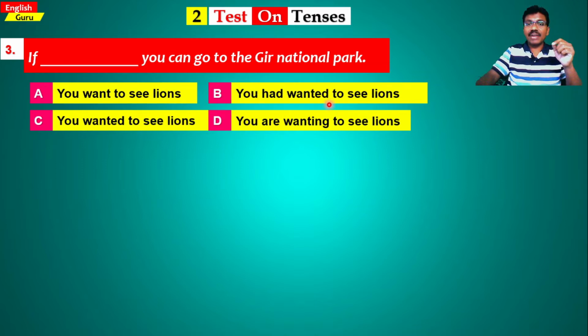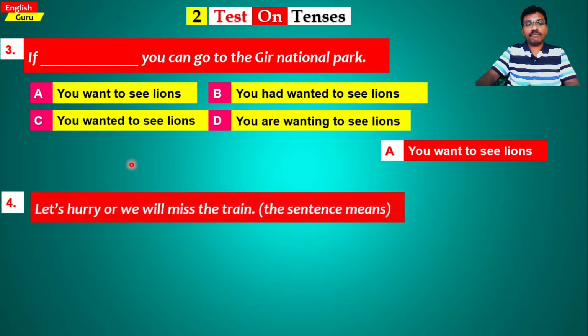If you had wanted to see lions, but here it is "can go", a present verb, so "had wanted" is a past, so B option is wrong, we can eliminate it. C, if you wanted to see lions, this is also wrong, verb 2, so we can eliminate C option also. D, if you are wanting to see lions, no, this is wrong, not "you are wanting", so this also can be eliminated. So finally, if you want to see lions, option A seems very right and fits in the blank. So option A, if you want to see lions, you can go to the Gir National Park is the right answer.